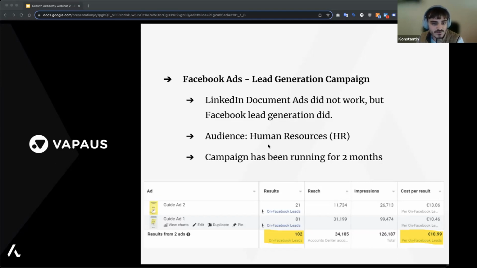Again, it was a document ad. It had a PDF ebook, and we were targeting just interests. There were human resources interests, and it actually found the right people, which was really great. So for 2 months, we got 100 leads, and this campaign is still running.